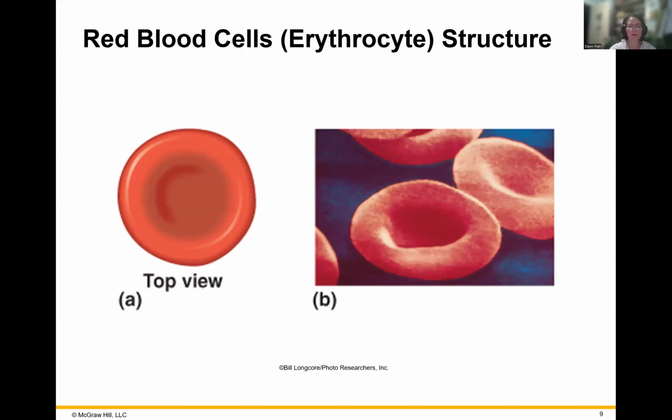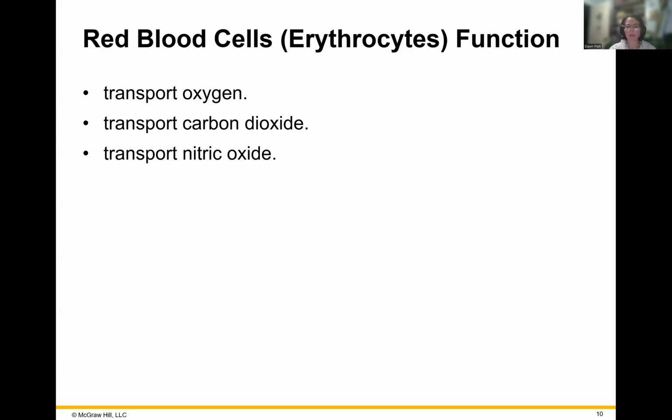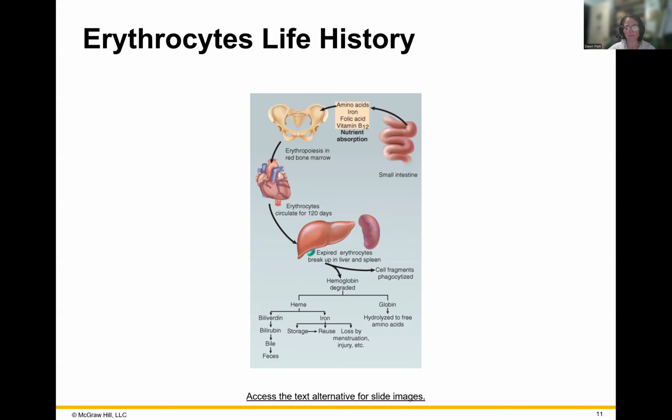So the first component is red blood cells. You can see this is kind of what it looks like. It looks like a little saucer, with the rings around the edge of it. And they're red. The more red they are, the more hemoglobin you have within the blood cells. So the function individually of the red blood cells, again, you can read this on your own. That's on page 365. This is the life cycle of the red blood cells on the same page, 365.